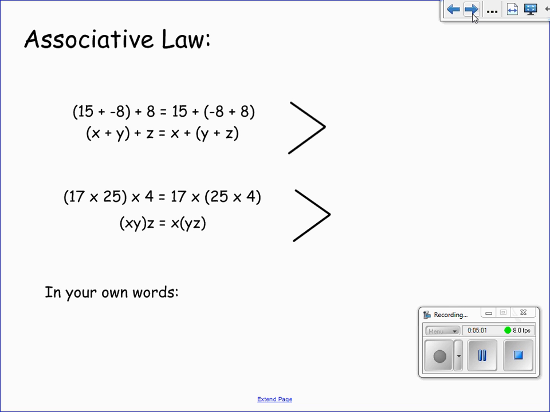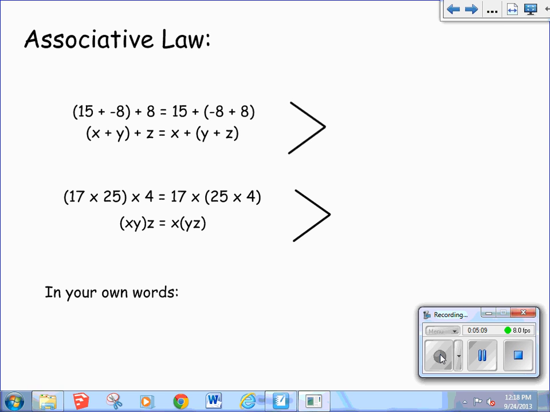Here are some examples about the associative law. So let's think about what the associative law means as we copy these into our notebook. All right, so you copied down these examples. What's going on with the associative law? What do these examples show you can do legally in mathematics? What's changing from the left side of this equation to the right side of the equation?